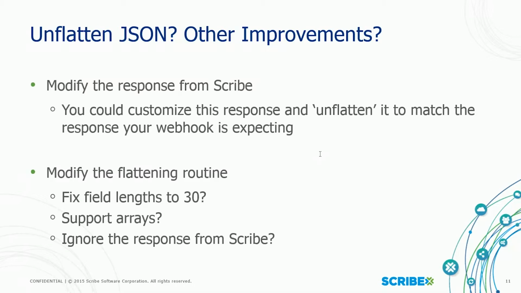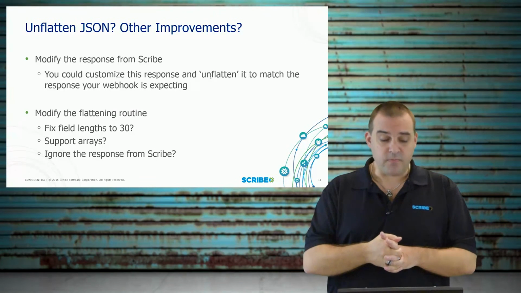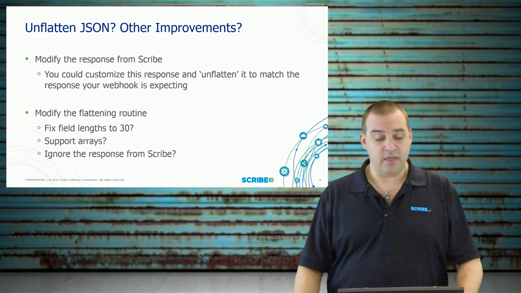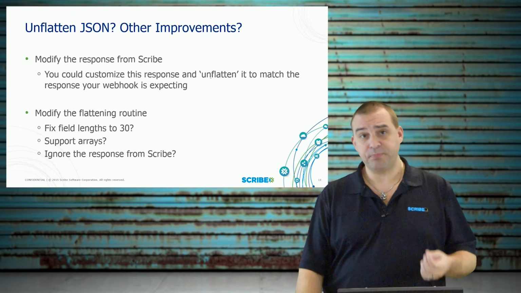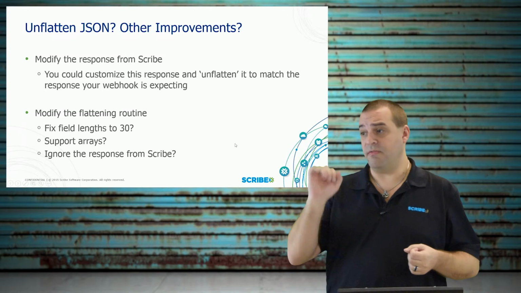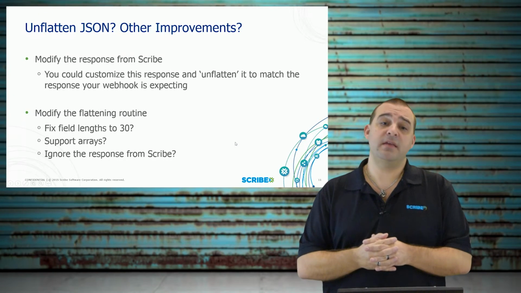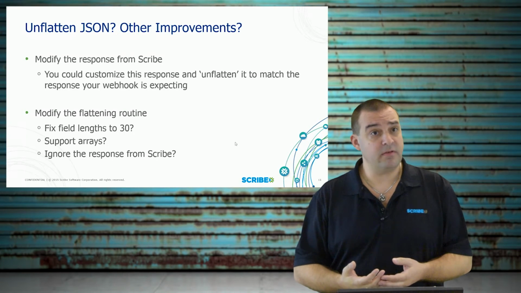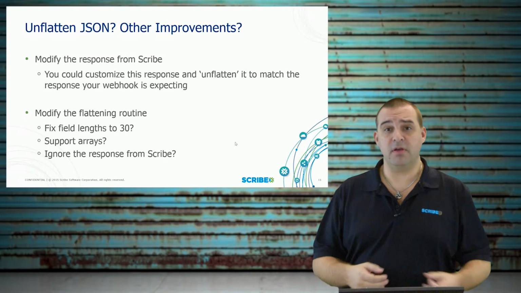If you stood up your own web service that flattens this data and then forwards it to Scribe Online, Scribe Online then sends your web service back a response. You could take that response and unflatten it. You can match a response type that your webhook is looking for. Other things that you can do, you can ignore the response from Scribe, essentially making your webhook a fire and forget. You could take that web service and log the request so that you can replay those requests later.